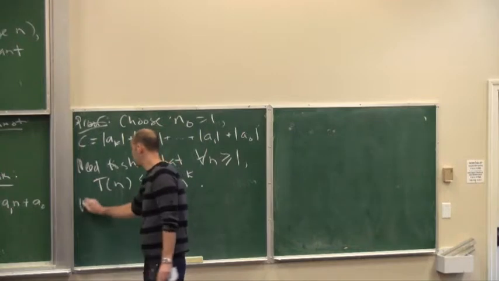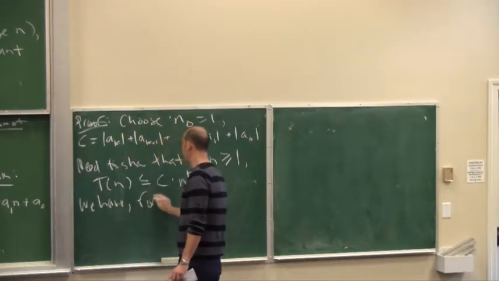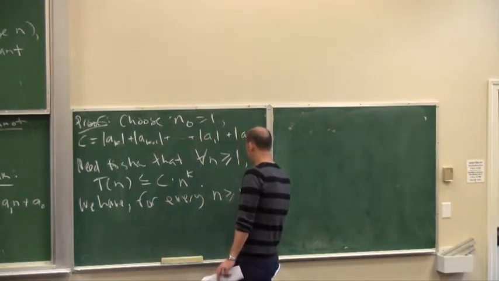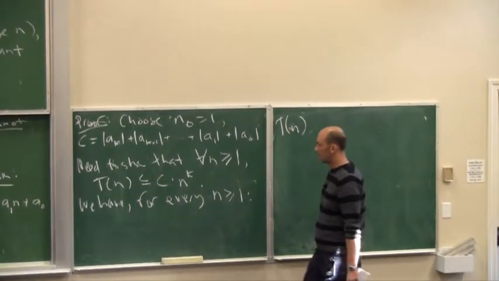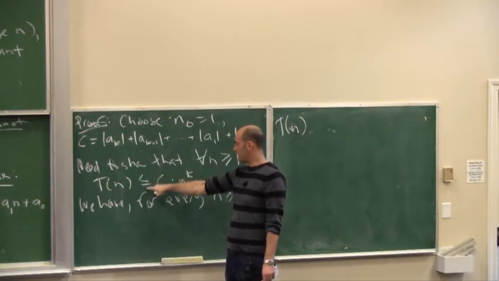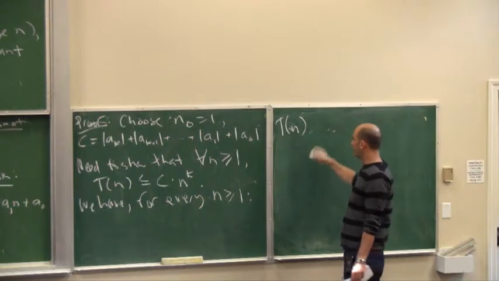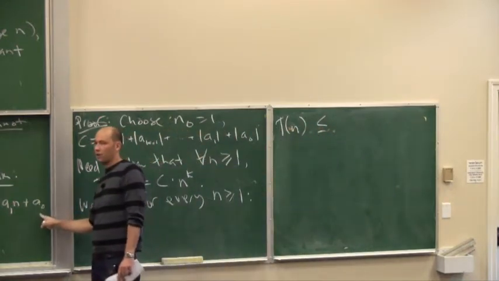So fix your favorite value of n, at least 1. We're going to start with T of n, we need less than or equal to, and we want to end up here. What do we know about T of n? We know T of n is this thing, this polynomial.